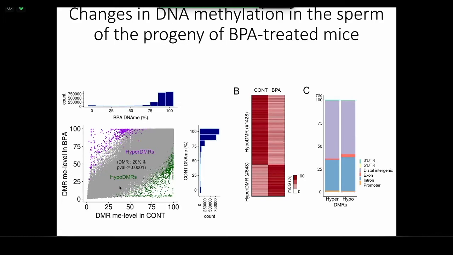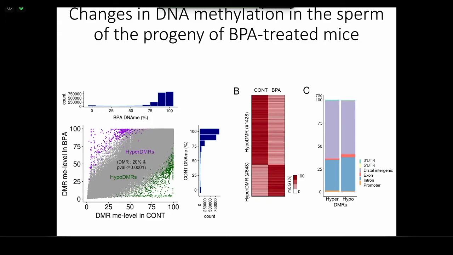So we've looked at changes in DNA methylation in the germline of different generations, and we have identified a lot of changes in DNA methylation. So these are hypermethylated regions. These are hypomethylated regions. You can see them here too. Most of them are located in distal intergenic regions or in introns. Presumably, they should be enhancers.